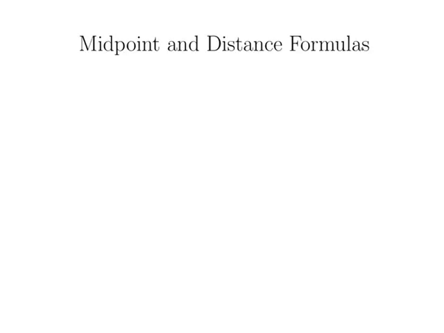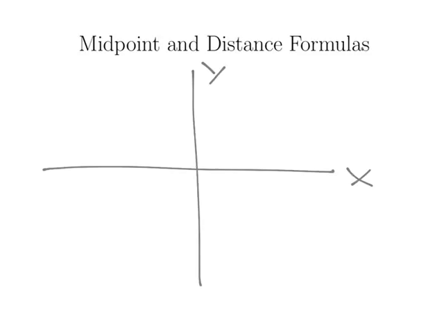This lesson is on the midpoint and distance formulas. Let's start off by going over the midpoint formula. So if I had a graph, x and y, I want to take any 2 points and find the midpoint, exactly halfway in between both of them. So how can I do this?